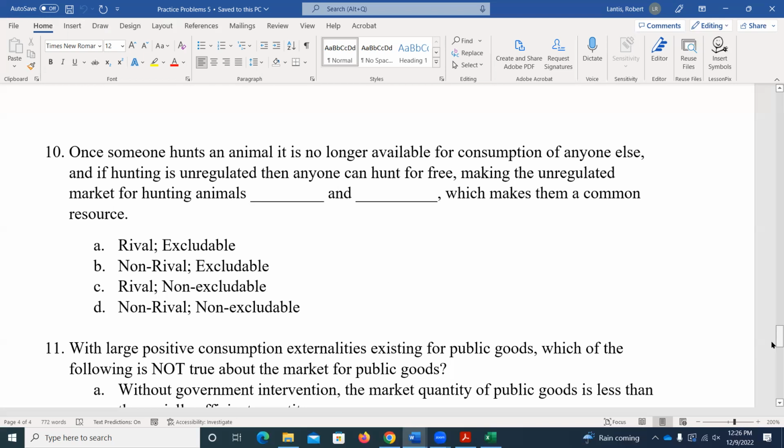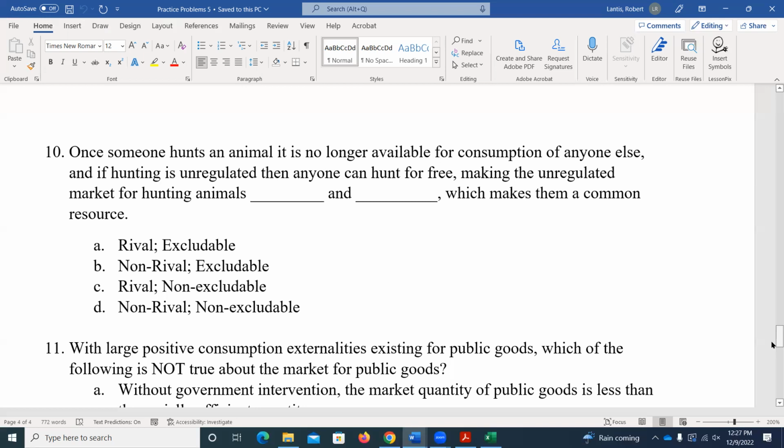So rival. But if we had a completely unregulated market where anybody could go out and hunt, it would be non-excludable. That combination of being rival and non-excludable we said was a common resource. So we've got a common resource: rival, non-excludable. Now let's instead assume that there are 100 deer for every person. Then me consuming it is technically still rival, but me going out and hunting will never prevent anybody else from going out and being able to hunt for food either.